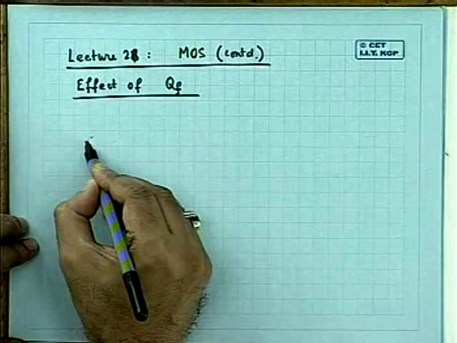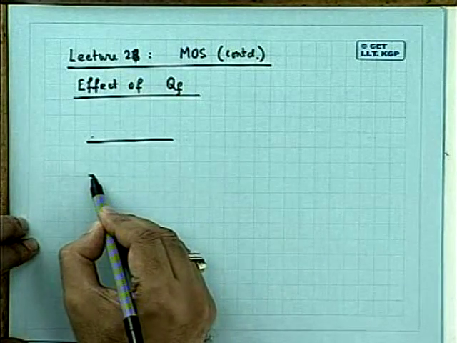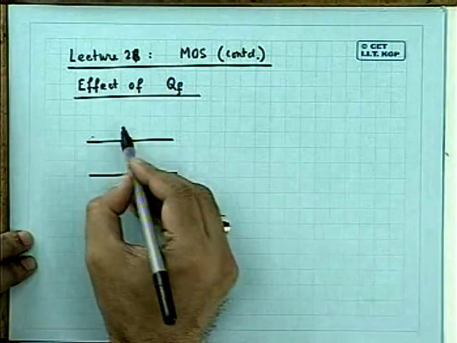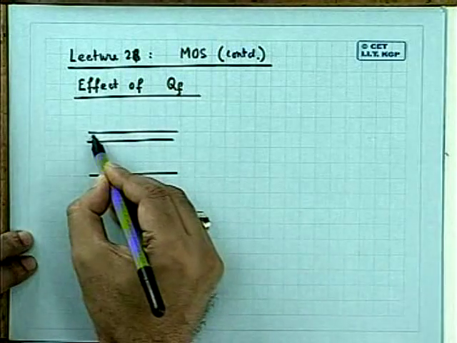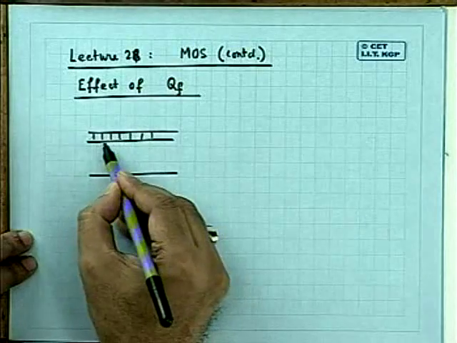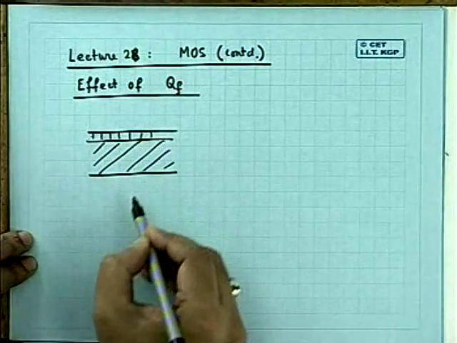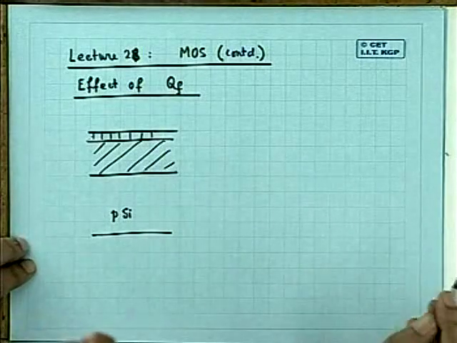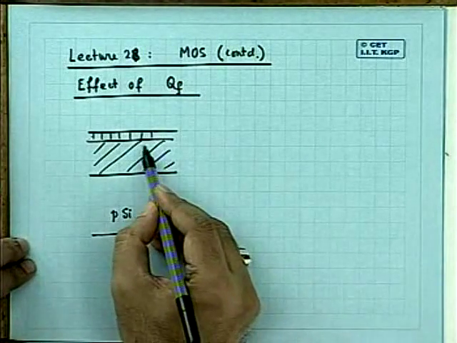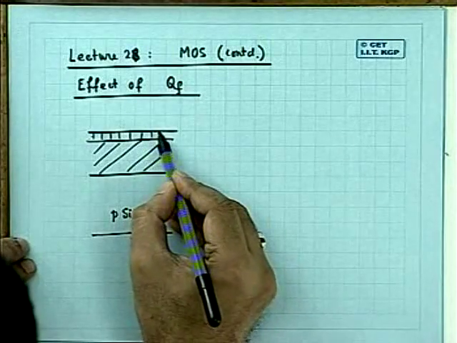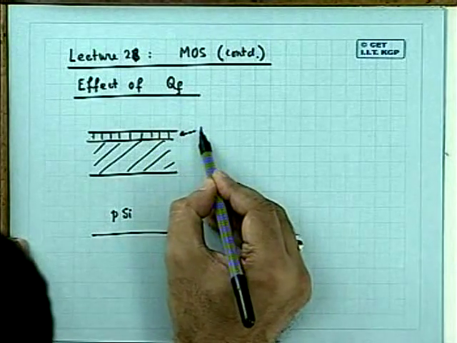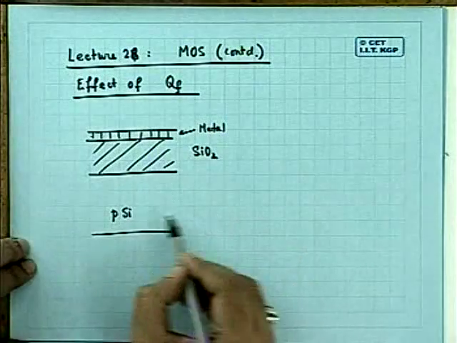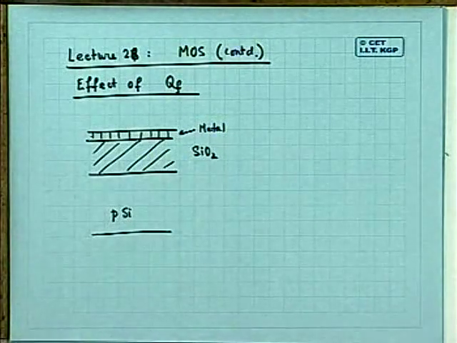In a metal oxide semiconductor system, the oxide is a very, very critical place. So this is your metal, this is the oxide, and this is semiconductor. Say, I am always picking up P silicon. So this is metal, this is the oxide or any insulator, and this is P silicon, that means a semiconductor.